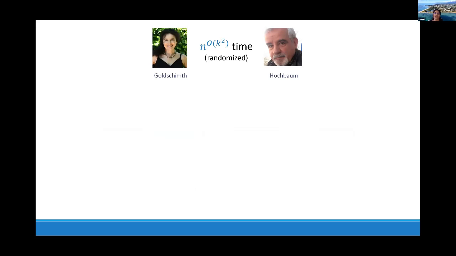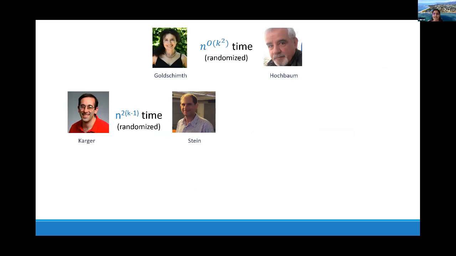Okay, from the exact algorithm's point of view, Goldschmidt and Hochbaum started this direction of research with an n to the k squared time randomized algorithm, followed by Karger and Stein, who gave an n to the 2k randomized algorithm. And this algorithm is very simple. You just keep contracting edges until there are only k vertices left in the graph. So later, Thorup gave a deterministic algorithm that matched this runtime.